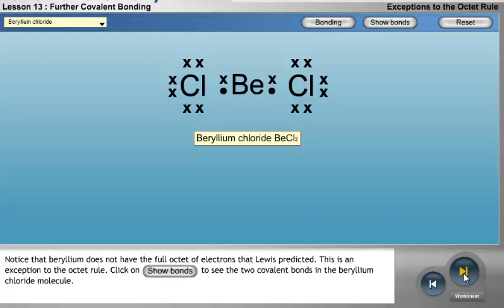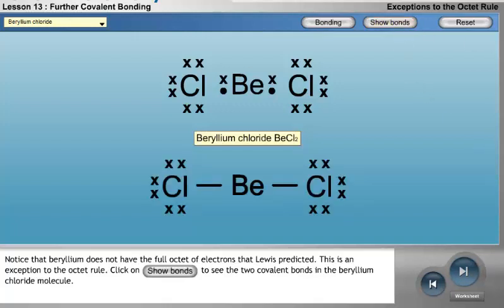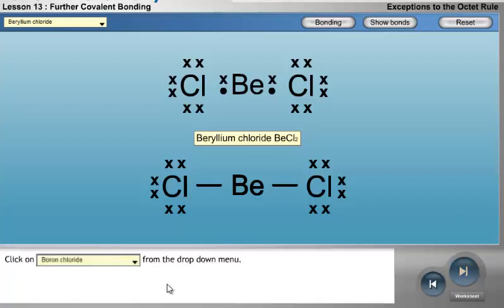Notice that beryllium does not have the full octet of electrons that Lewis predicted. This is an exception to the octet rule. Click on Show Bonds to see the two covalent bonds in the beryllium chloride molecule. Click on Boron chloride from the drop-down menu.